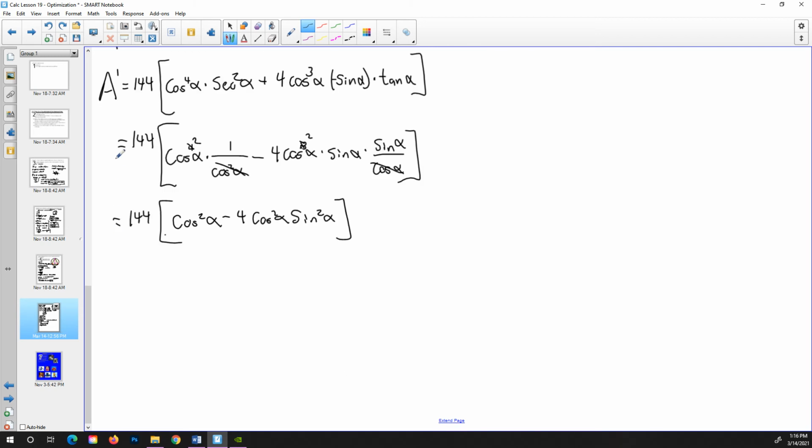And remember what we're trying to do. This is a first derivative, so I want to find a maximum or minimum, so I have to set it equal to 0. So if I set this thing equal to 0, I'll have 144. Now I have a cosine squared and a cosine squared, so I'm going to factor that out, and I'm going to say it's cosine squared alpha times 1 minus 4 sine squared alpha. And we're going to set both of these equal to 0.